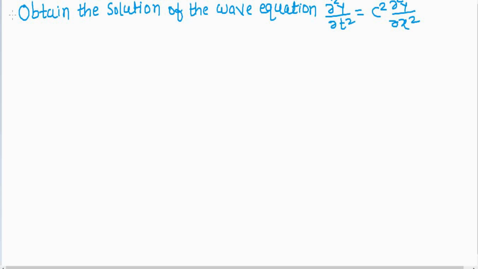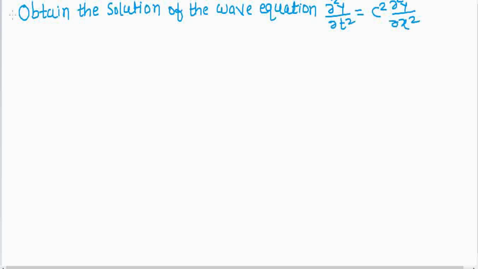In this video, we discuss an important problem of partial differential equations, that is, how to find a solution of a wave equation by using the method of separation of variables. We have the equation del 2y by del t square equal to c square into del 2y by del x square. Again, a method of separation of variables we are applying.